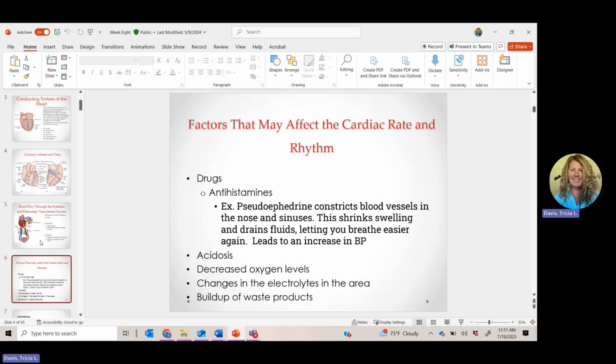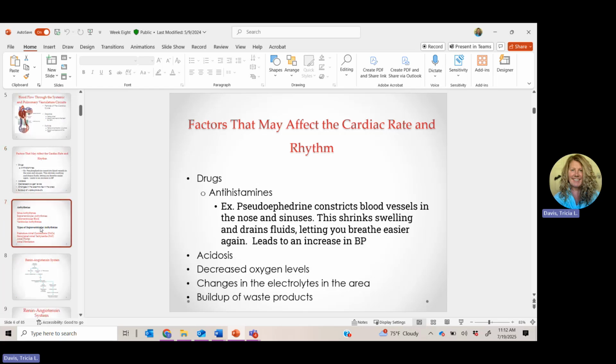We did talk about some of our electrolytes. Anytime our electrolytes change, particularly our potassium and magnesium, we can see issues with the heart. And then if we are having a buildup of waste products in our body, a good example of this is our kidney function. If our kidneys are not functioning, then this can also affect our heart rate.